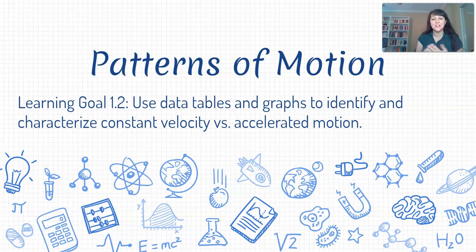So given either a data table or a graph describing the motion of an object, can we characterize what type of motion that object is engaging in and predict its future movement? So let's get started. First of all, a couple of terms to define to make sure we're all on the same page with those.